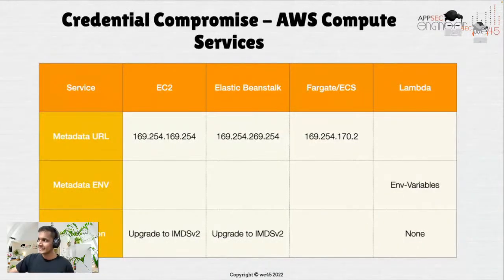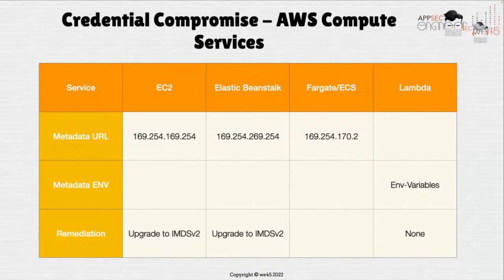So when you look at some of the AWS compute services, for EC2, we have a metadata URL, and a typical remediation for this would be to upgrade it to IMDS v2. Again, if a user manages to gain shell access or reverse shell to the EC2 instance, it's still going to be hard, but at the same time, you can prevent a certain class of attacks. Similarly, for Elastic Beanstalk, we have 169.254.269.254. Again, the remediation for this would be to upgrade it to IMDS v2. For Fargate, on the other hand, we have a different IP address for the metadata endpoint. And for Lambda, it's going to be environment variables.